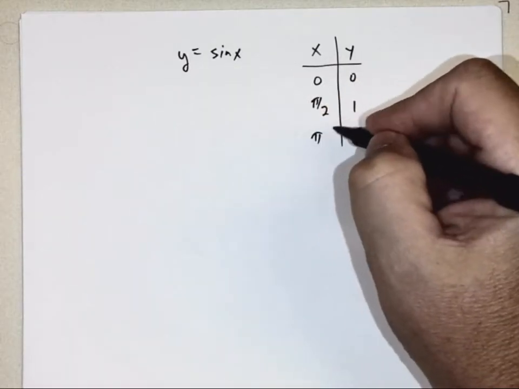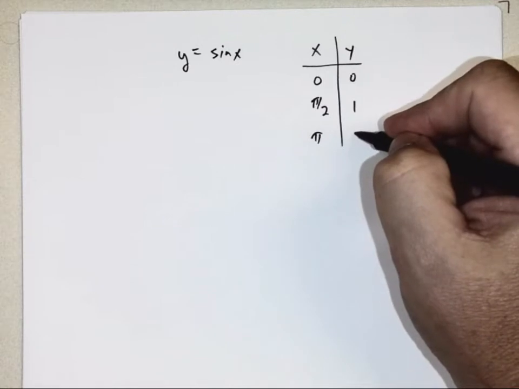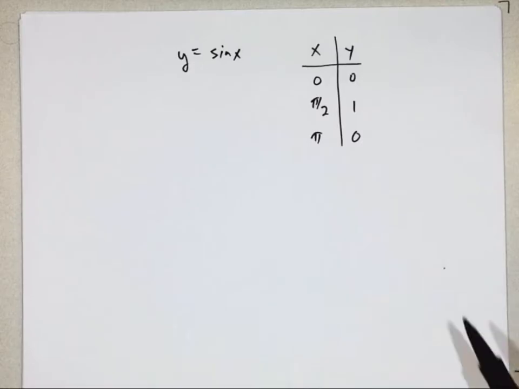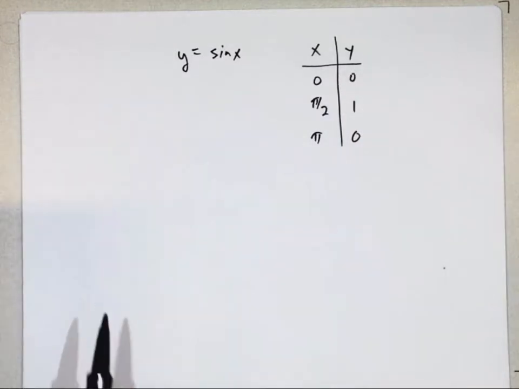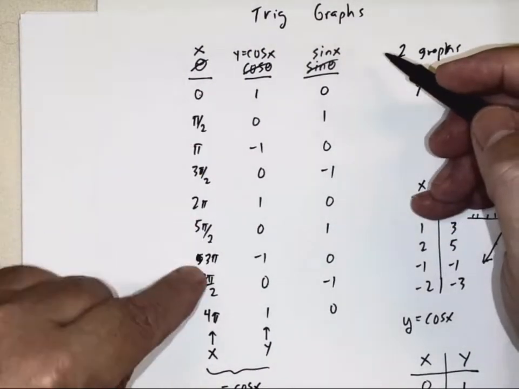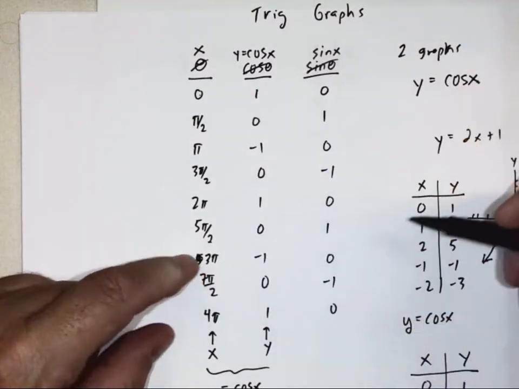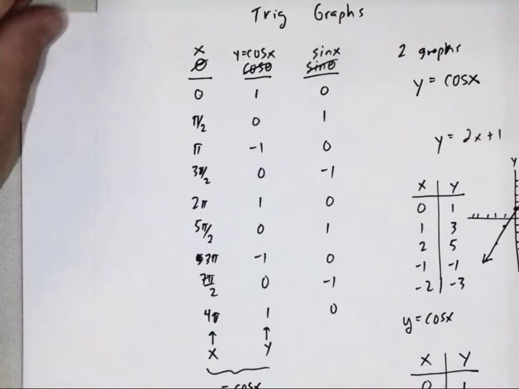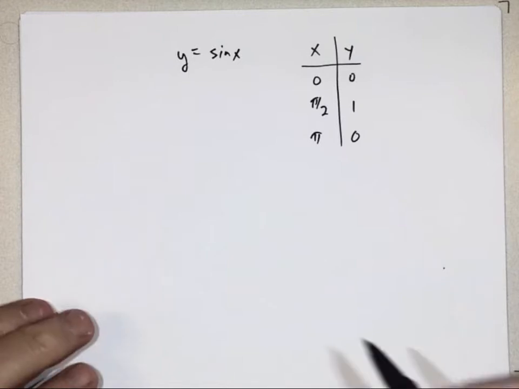Then I could keep going around. What's the sine of pi? But you know what? If I were finished with this table, it would look just like this, here's my x's and here's the y's. So once again, I've already created this table. So now let's go ahead and plot this one.